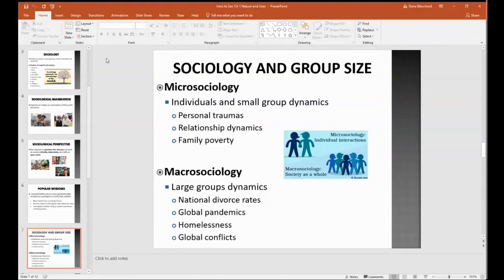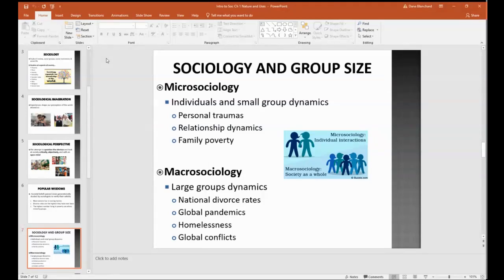But it's also important to understand that the micro and the macro do affect each other. We could take a look at national crime rates on the macro level, but we could also analyze how crime rates affect the victims individually on the micro level. If somebody's been a victim of a crime, we can analyze how it has affected their own personal lives.